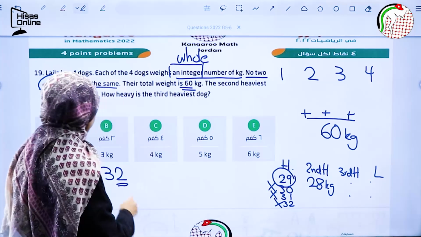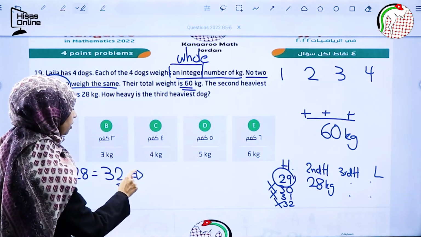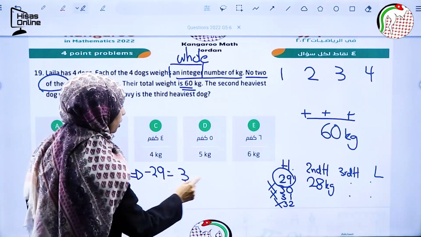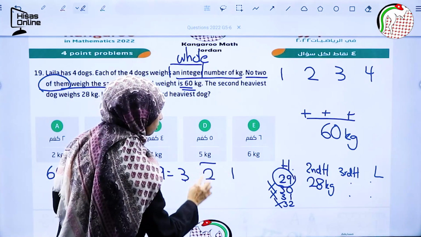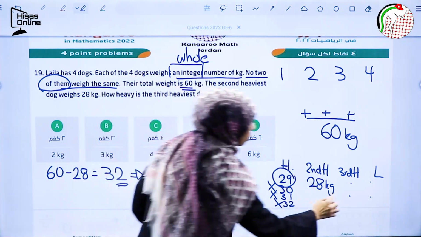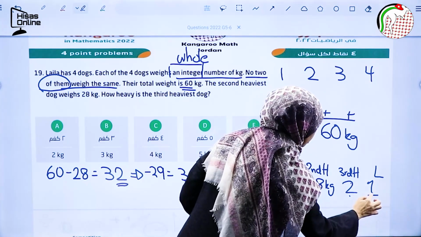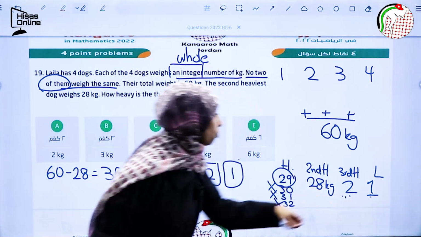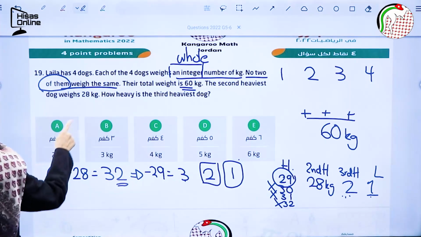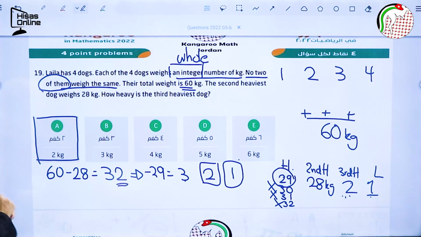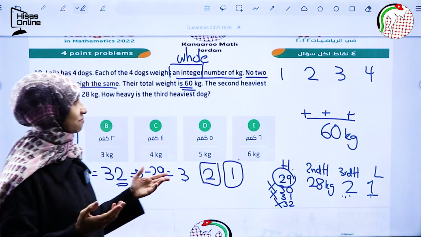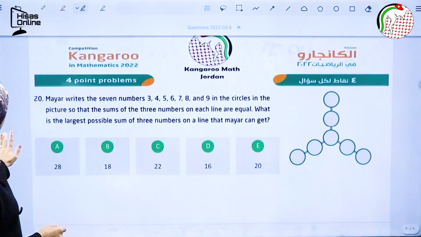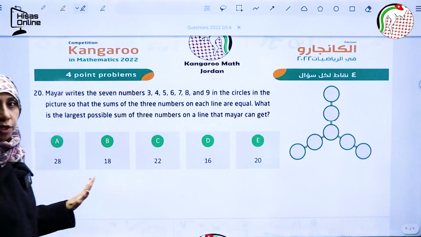So 29, that means if I subtract 29, I will have 3 kilograms left here. 3 can be 2 and 1. So 2 kilograms and 1 kilogram. So the third heaviest dog weighs 2 kilograms, which is option A in this question. Moving to question 20.